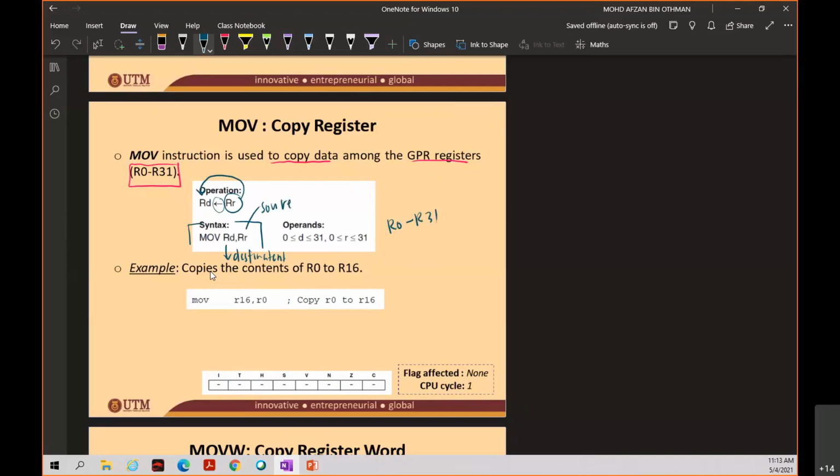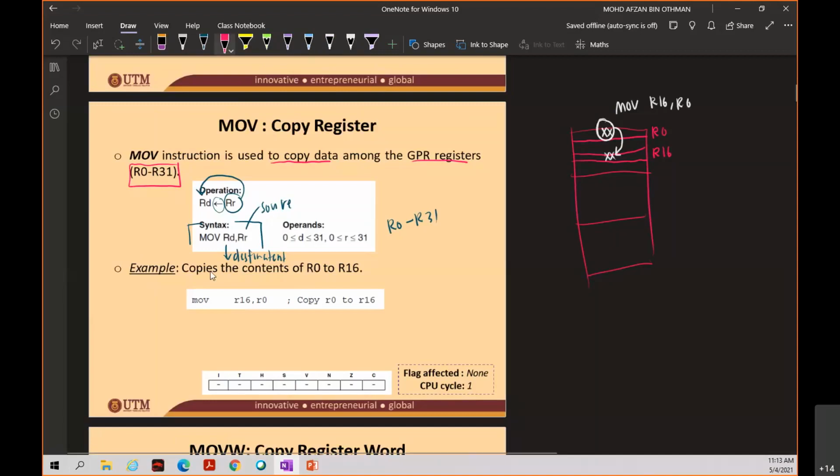For the operands, your RR and RD can be from R0 to R31. For example here, you're going to copy the content of R0 to R16. So this is your data memory. R0 is on top of your data memory, and then R16 is somewhere around here. What you're going to do is copy whatever value is in R0 and put it to R16. To do that, you can use MOV R16, R0. It means that you copy the value from R0 and put it to R16.